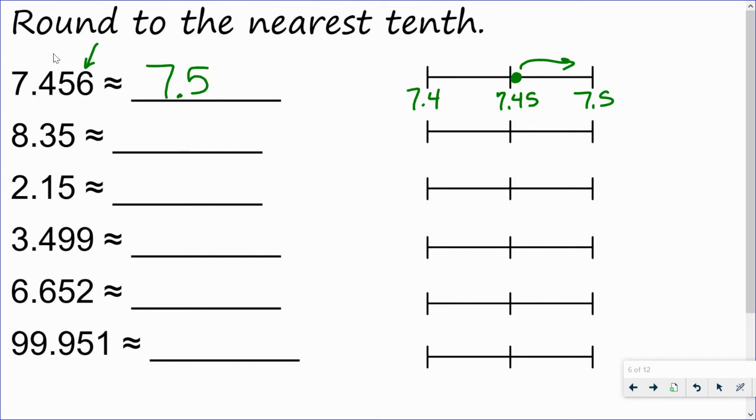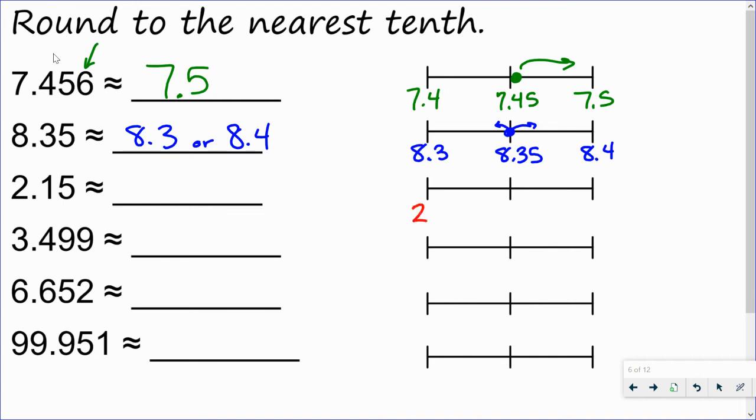Check out the next one. How many tenths do we have? 83 tenths, 84 tenths. What's right in the middle? 835. Oh, so this one, ladies and gents, could be written either way. Yes, you may write it one way or the other.